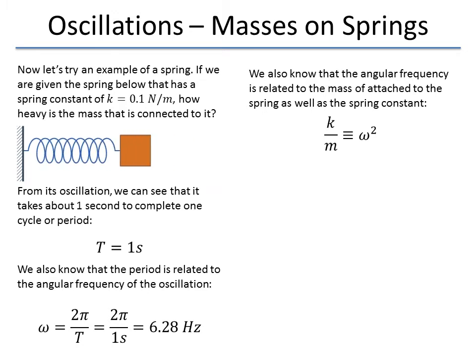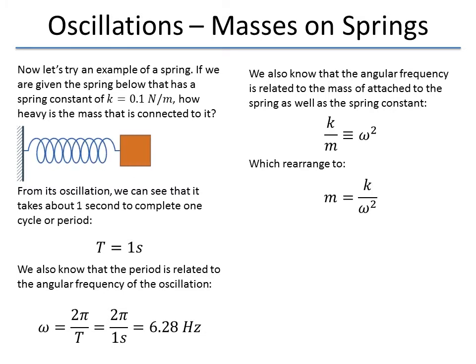We need to know how to relate the angular frequency to something else. And something else is going to be that factor that we've seen before. It's come up again and again. It's k over m. And that's the angular frequency squared is equal to k over m. This is for a spring mass system.